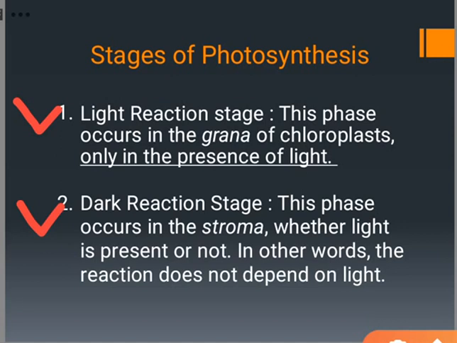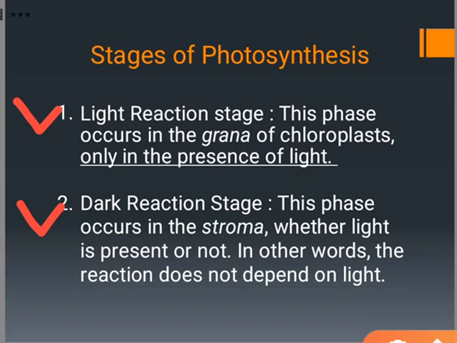Now, since we have said that photosynthesis is a process, this process involves chemical reactions. And those reactions have been split into two phases, which happen one after the other. Now, the first one is the light reaction stage.